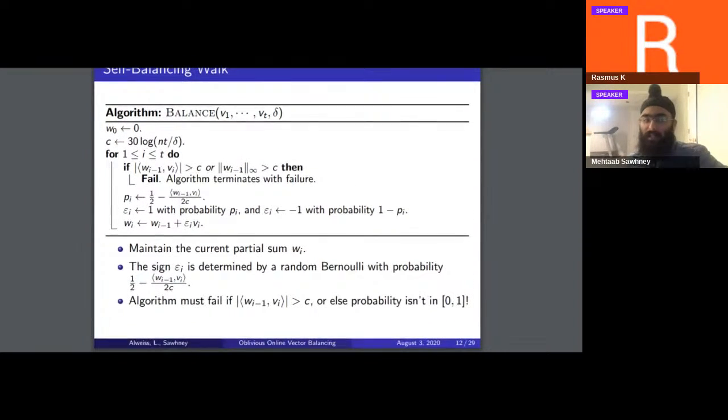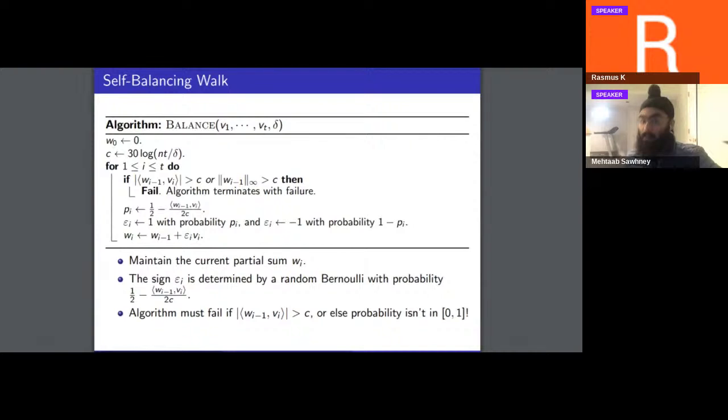Yeah. And note that there's an issue here if the inner product between your current sum and your next vector is very large. This can happen if your vectors become very long and then your next vector is pointing in that direction. Because in order for this probability that we define, 1/2 minus the inner product over 2c, to be in [0, 1], you actually need this inner product to be less than c. And the failure case of the algorithm is basically just handling this.